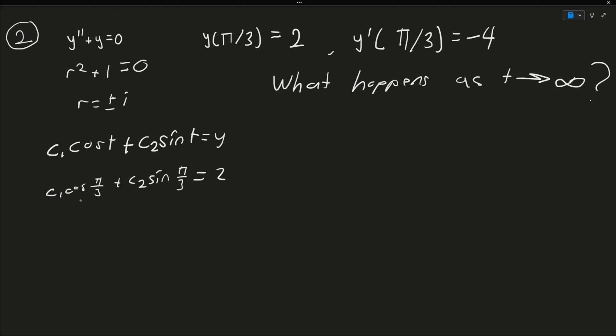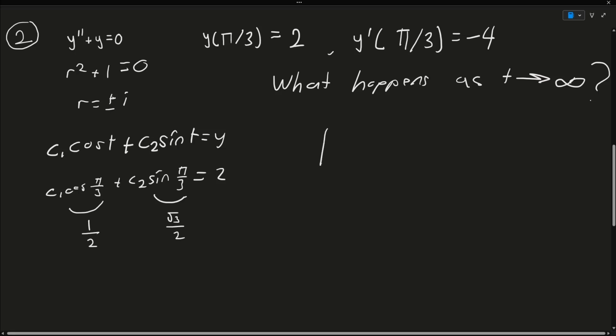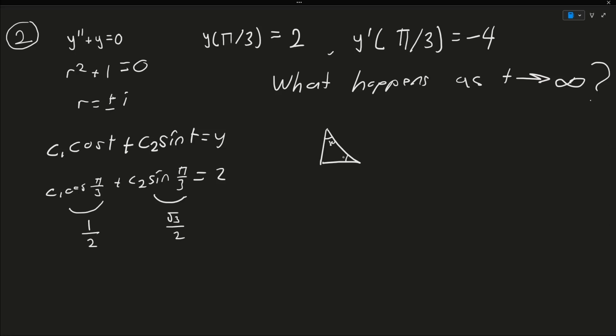So cosine of pi over 3 will be what? Pi over 3 is 60 degrees, so cosine of pi over 3 will be 1/2, and sine of pi over 3 will be root 3 over 2, right? Remember, if you are struggling with this, you can draw this 30, 60, 90 triangle.